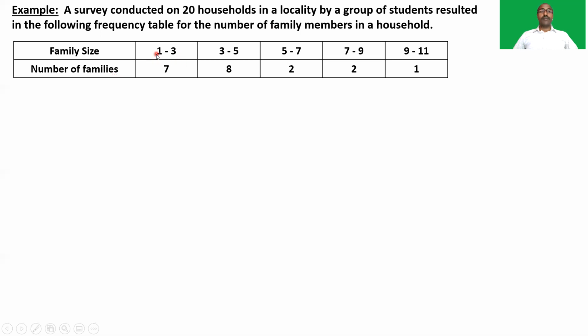So 1 to 3 is 7. That means the number of families having family members from 1 to below 3 is 7, from 3 to below 5 is 8, from 5 to below 7 is 2, from 7 to below 9 is 2, and from 9 to below 11 is 1. So here we can notice that the maximum frequency is 8.